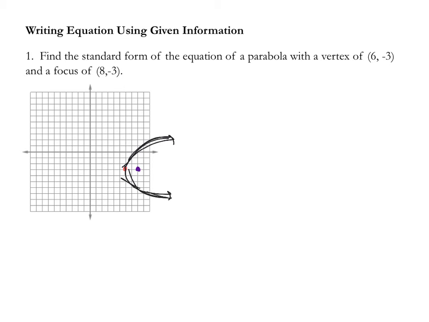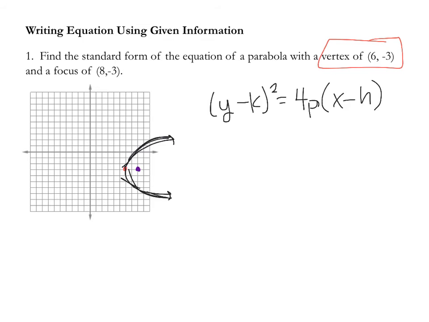So this means that x is in control right now, which means I'm going to start on this side with y minus k squared equals 4p, and the x is going to go with the 4p on this side, x minus h. So then we can plug in the vertex into the formula. Remember, this is h, this is k. Just keep the x value with x and the y value with y. So this is going to be y plus 3 squared equals 4p times x minus 6.